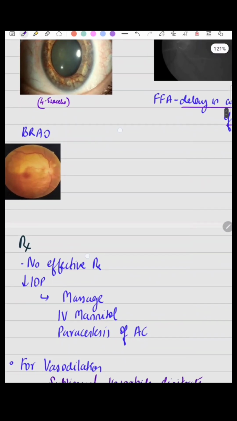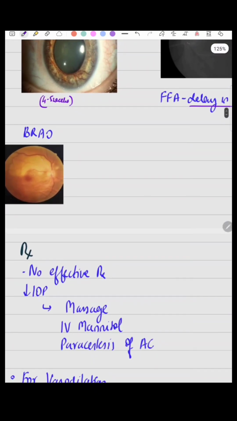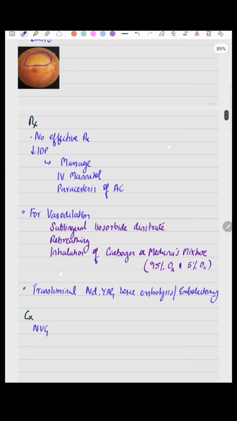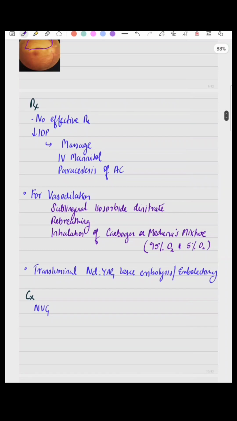Here in BRAO, the branch retinal artery occlusion, it usually occurs because of obstruction at a bifurcation. Now in CRAO, there is no effective treatment available currently. We can do immediate lowering of IOP by intermittent ocular massage, then IV mannitol or acetazolamide, or topical epinephrine 1% or timolol 0.5%. Then paracentesis of the anterior chamber can be done.